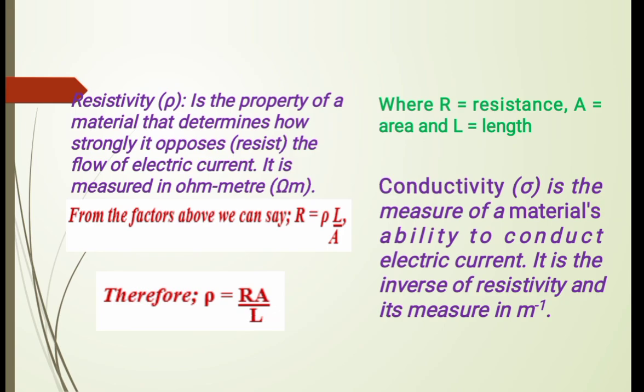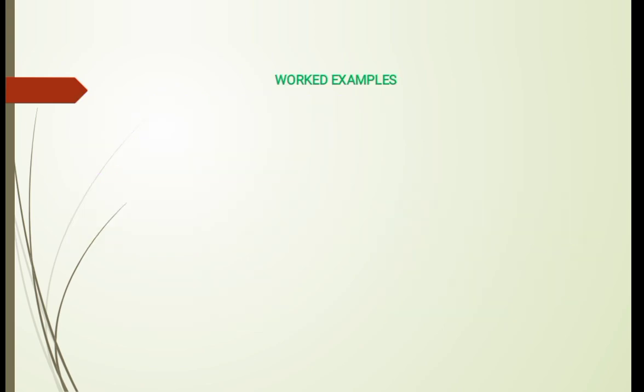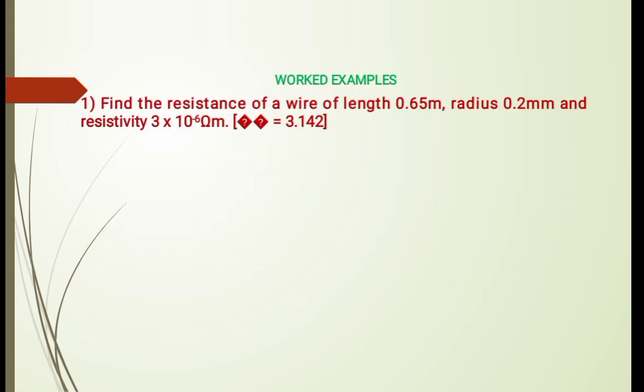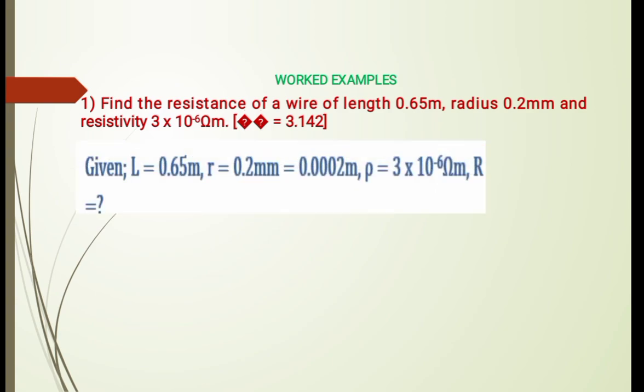Or probably we may say conductivity equals the length divided by the product of resistance and cross-sectional area of a conductor. Let's quickly consider some examples that have to do with resistivity and conductivity.